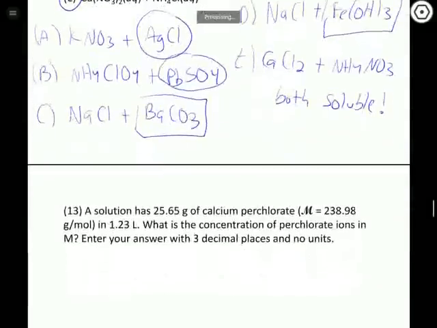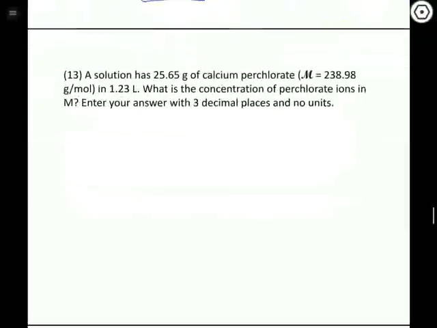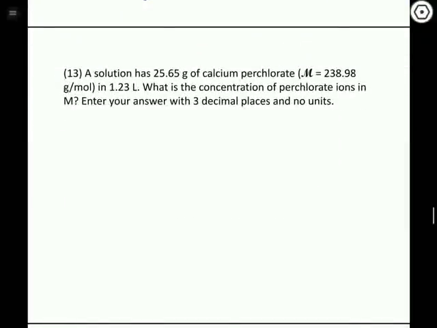Okay, we need to move on. So number 13, a solution has 25.65 grams of calcium perchlorate, and we want to know what is the concentration of perchlorate ions in molarity. So we have to find the formula for calcium perchlorate first.